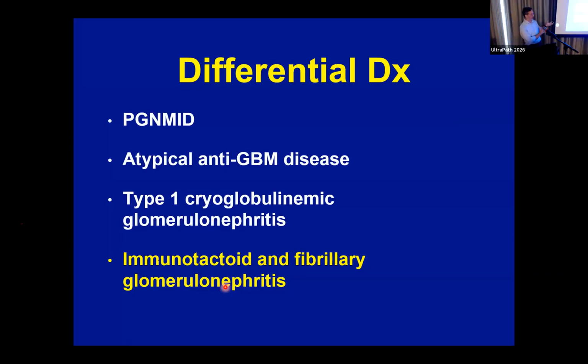The main reason I put this here is that fibrillary, on rare occasions, has been shown to show staining in a linear pattern. Both of these are readily identified by electron microscopy with structured deposits: immunotactoid typically has these parallel tubular deposits, and fibrillary has these fibrils that look amyloid-like but are a little thicker.